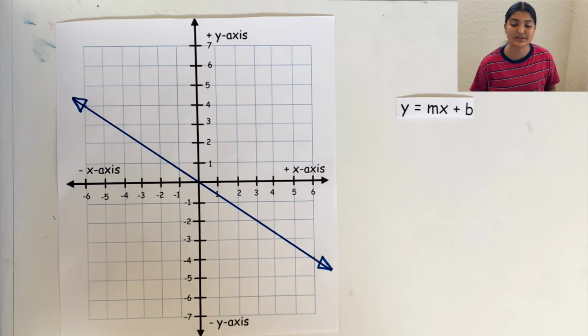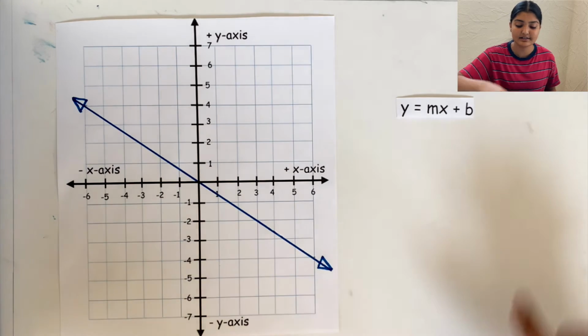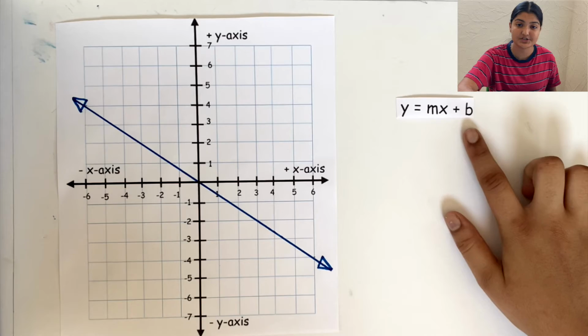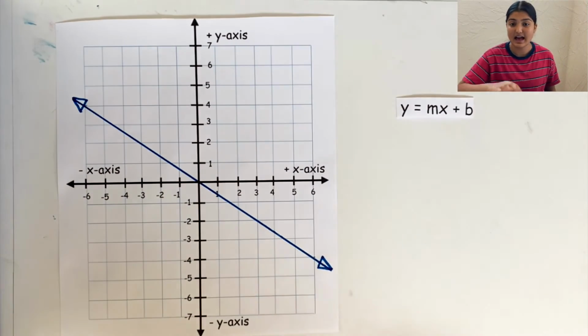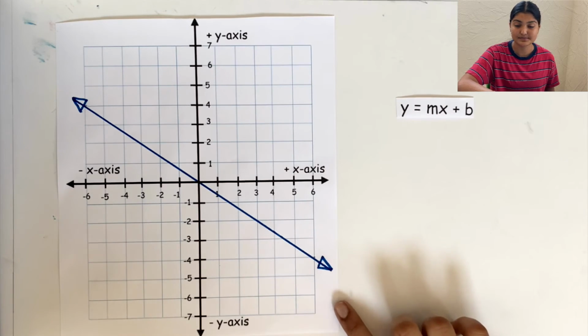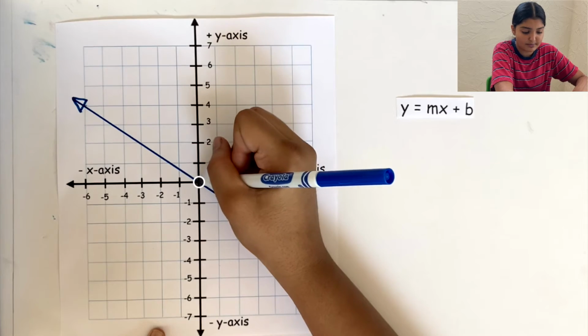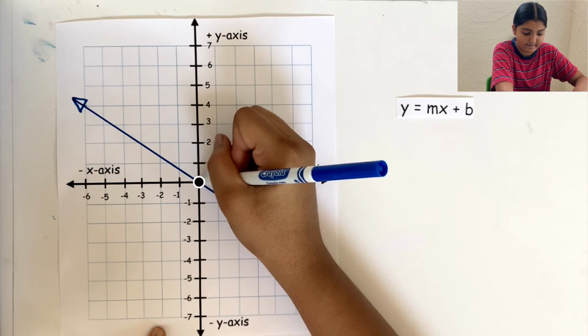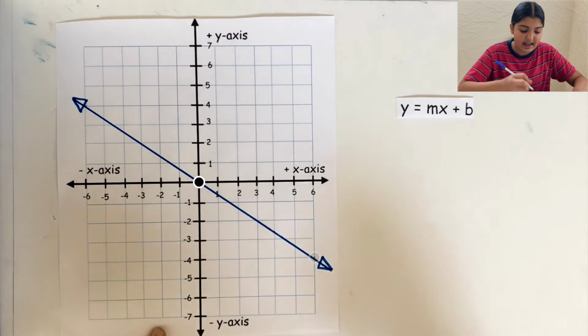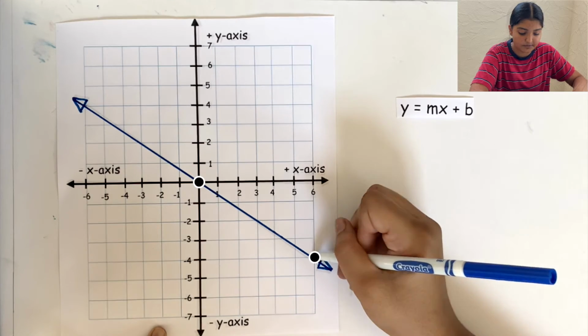Here is another line. How can we describe this line using this equation? Again, let's start by finding the slope. And we can do that by picking 2 points on the line. Let's pick 1 point here. And let's pick 1 point here.